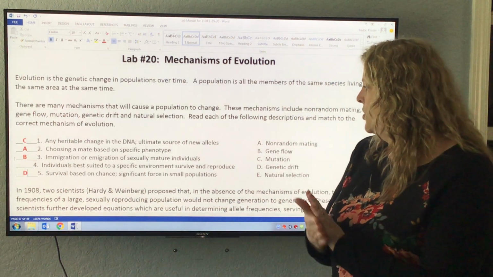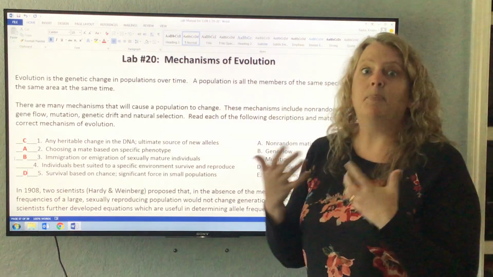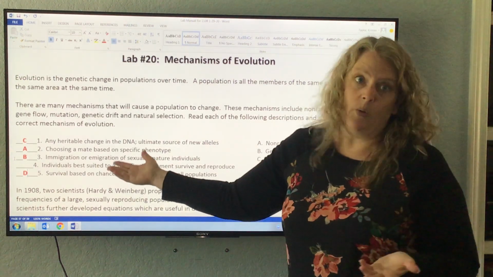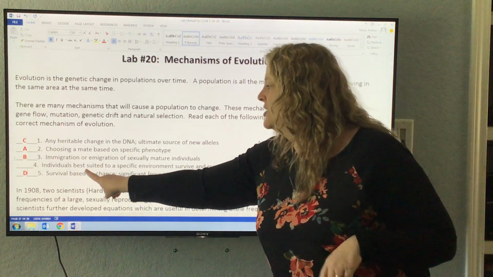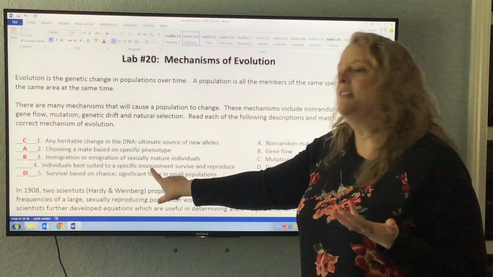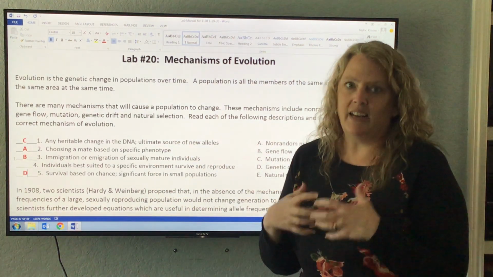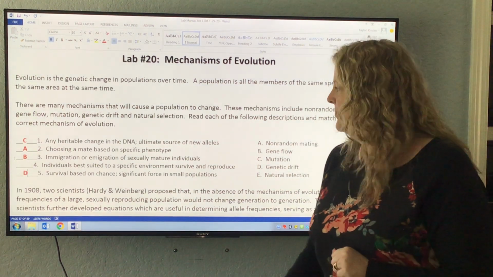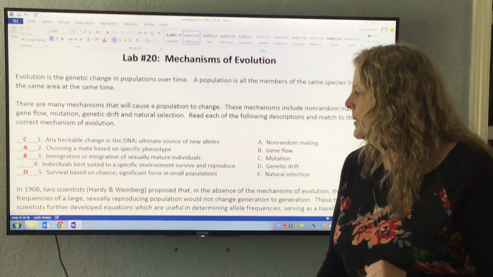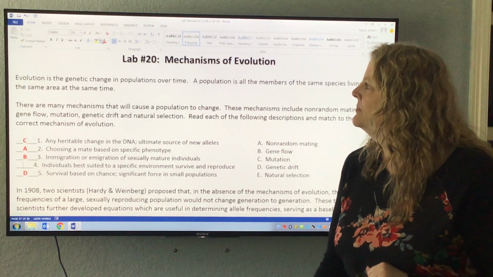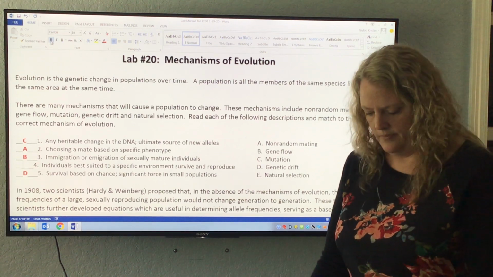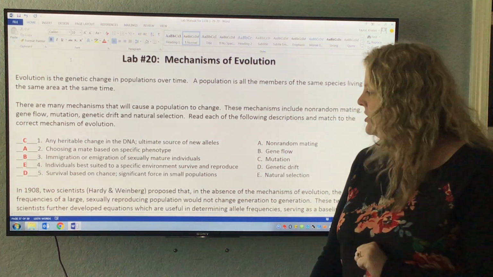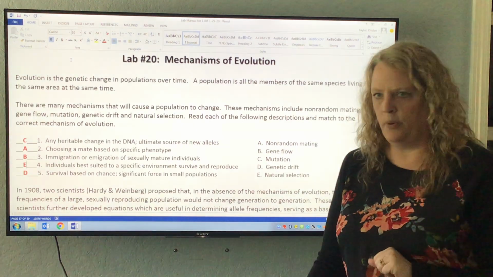So we're looking for adaptation. So the only one we have left is number 4, is best suited to the specific environment, where they have the adaptation to survive in that population. So number 4 will be letter E. So if you have any questions here, just email your professor.